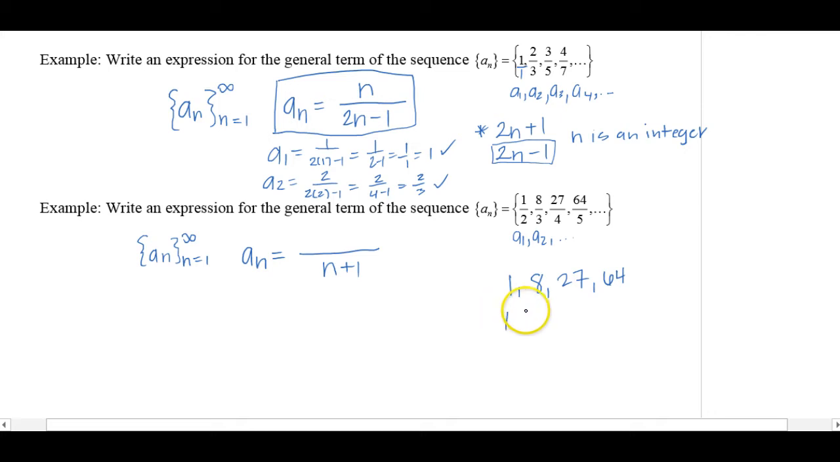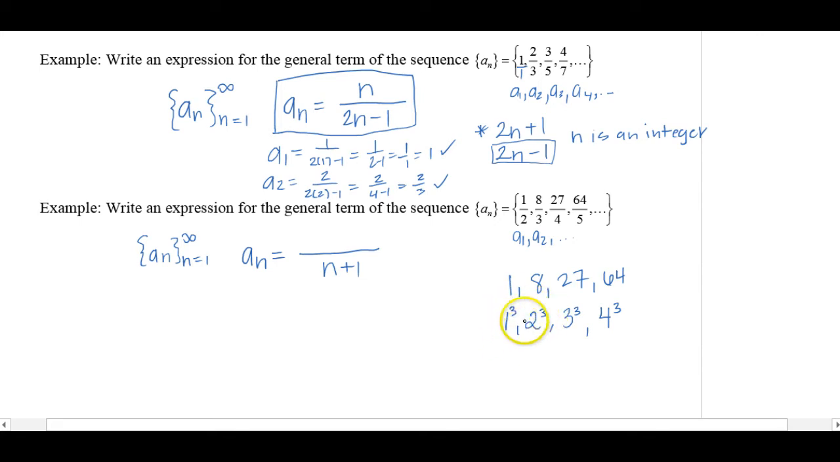So 1 can really be written in so many different ways. So let's try 8, 27, and 64 and see if we can find some sort of pattern. So 8 can be written as 2 cubed, and 27 can be written as 3 cubed, and 64 can be written as 4 cubed. So now we can go back to 1 and see if it follows the pattern of 1 cubed, and it does.